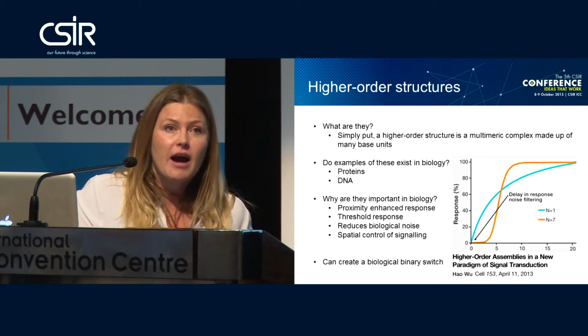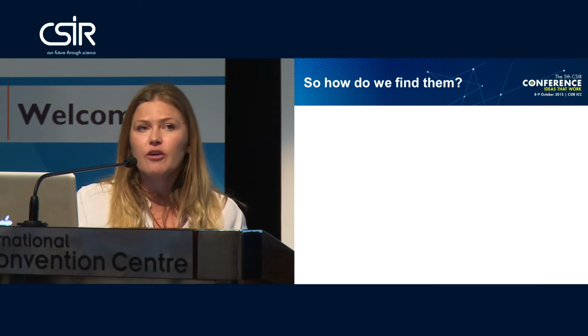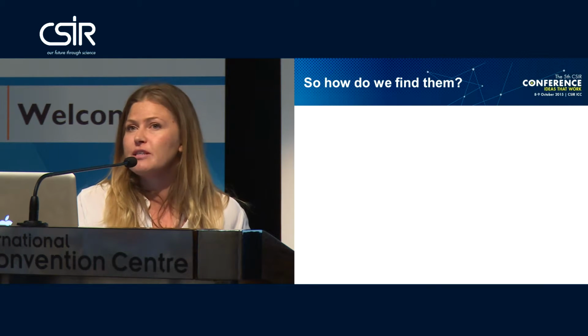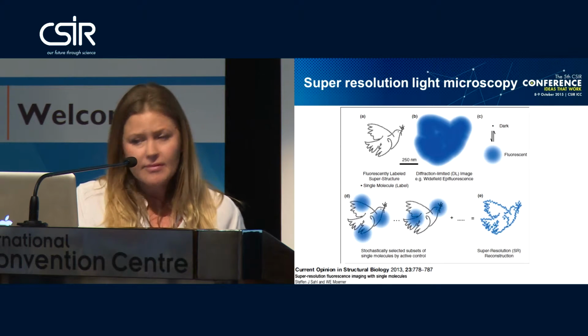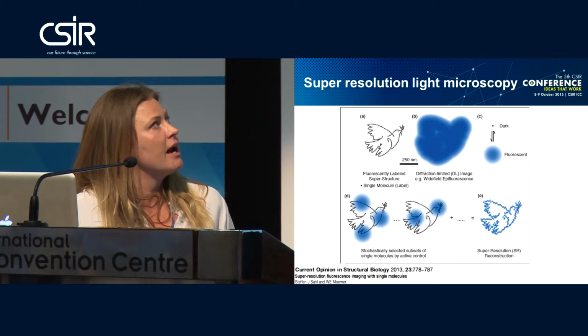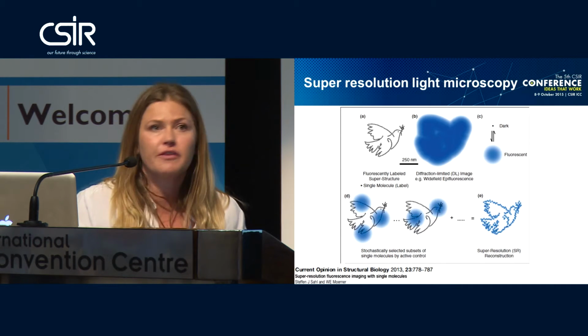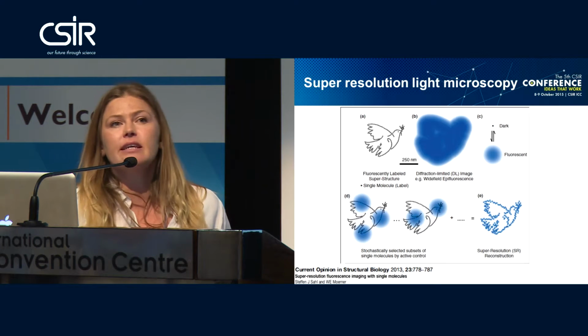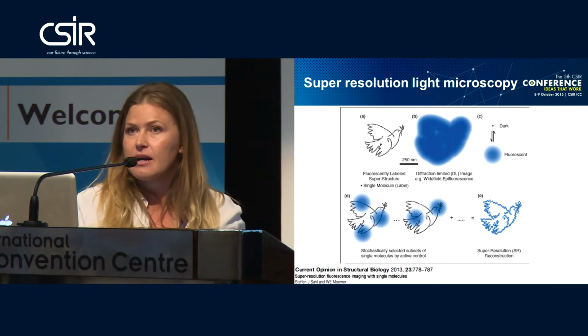So if we want to find higher order structures, how do we do that? Well, that's where super resolution microscopy comes in. If we can imagine that we have a structure that looks something like this, and that's the kind of scale we're looking at, about 250 nanometers, each one of these individual molecules makes up the entire structure.